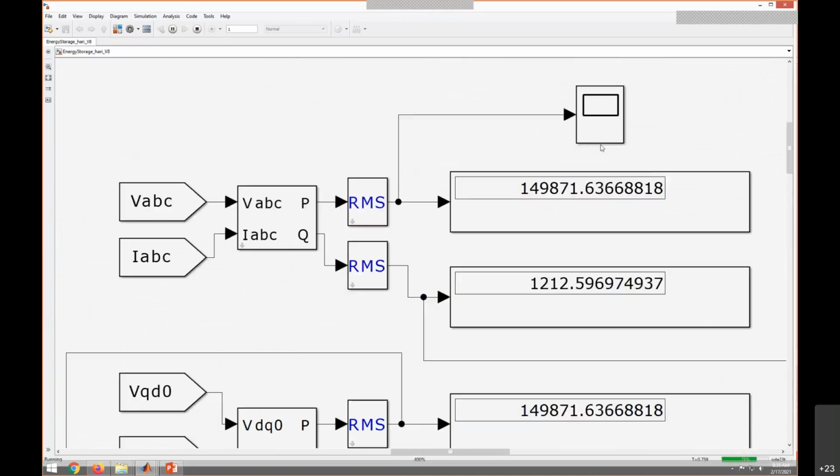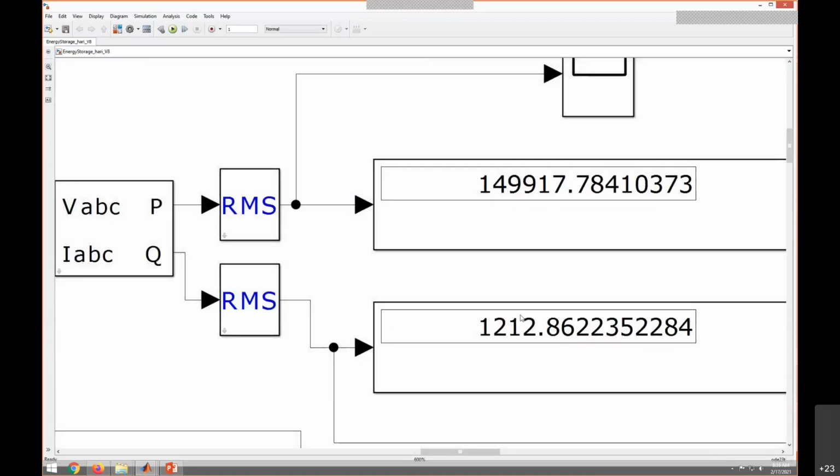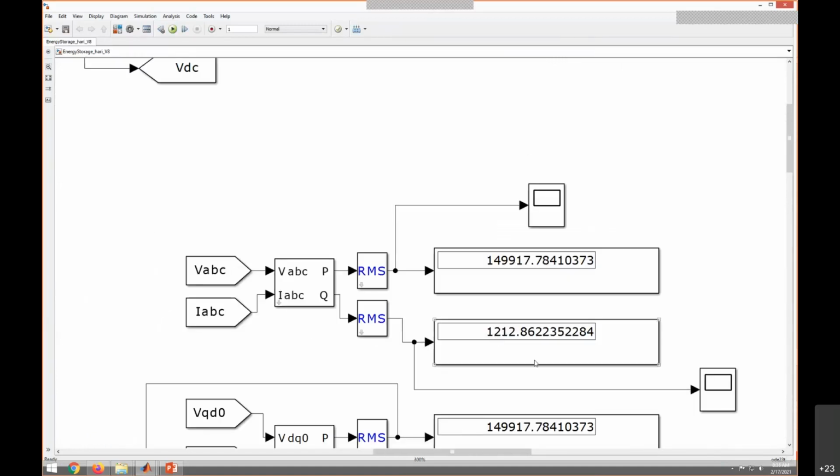So you can see here, this is the power. This is 150, right? The active power is 150, and the reactive power is almost 0, right? So reactive power is almost 0.